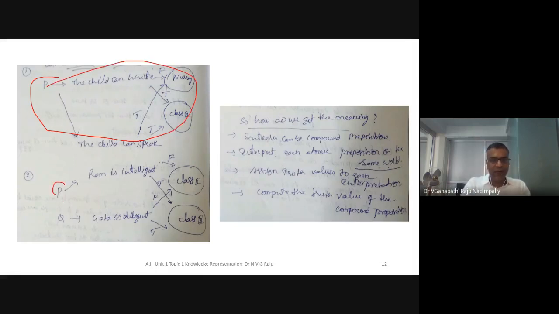Now, I'll take one more proposition. Ram is intelligent. Are you getting me? Ram is intelligent. In class 2 and in class 3, how is he now? In class 2, he may not be intelligent, but in class 3, he is intelligent.